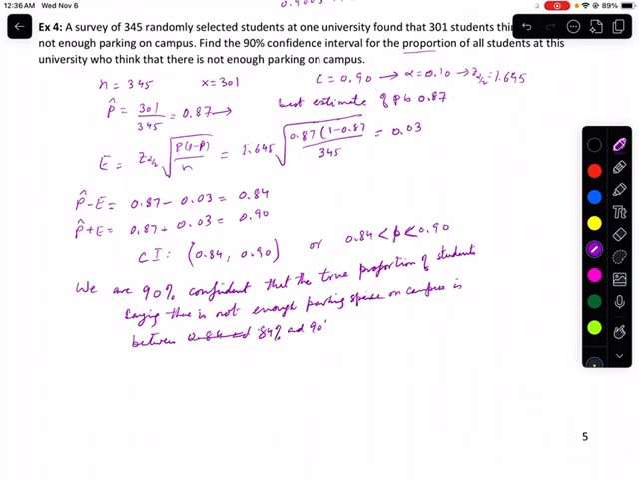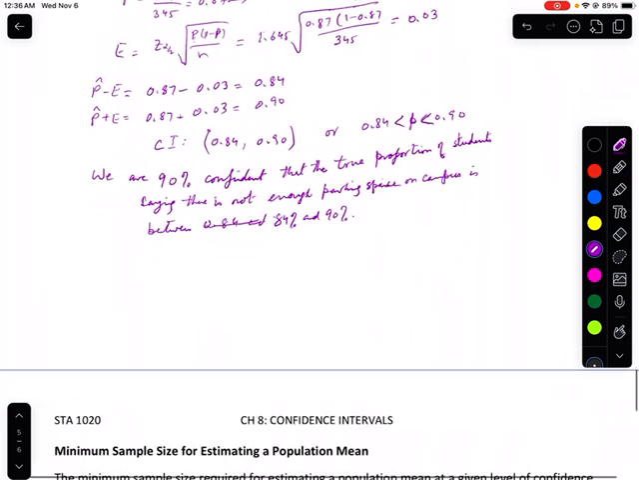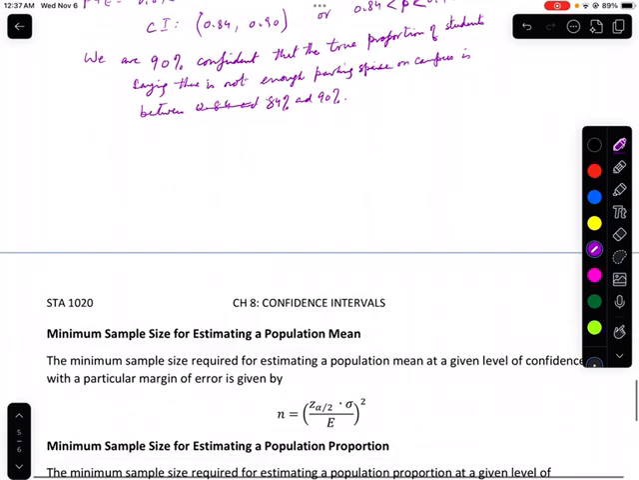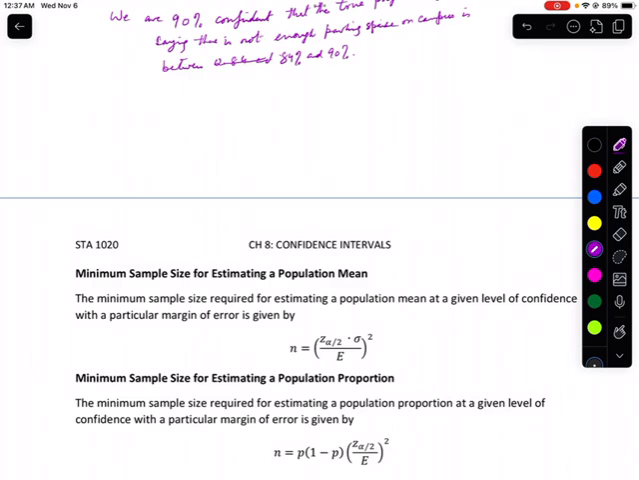Okay, we have the next topic here, minimum sample size for estimating population mean and minimum sample size for estimating population proportion. So we have these new formulas now, so I will come back in a new video to go over this portion of chapter 8.